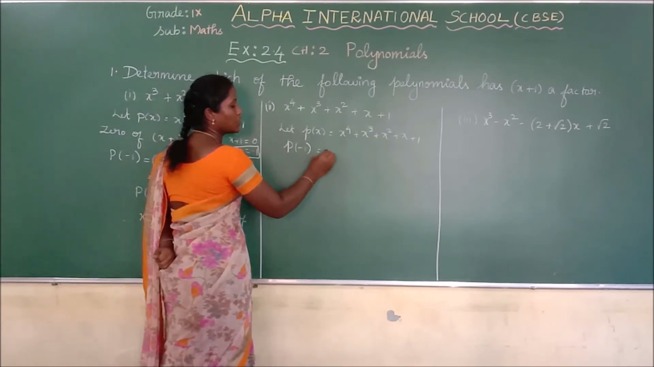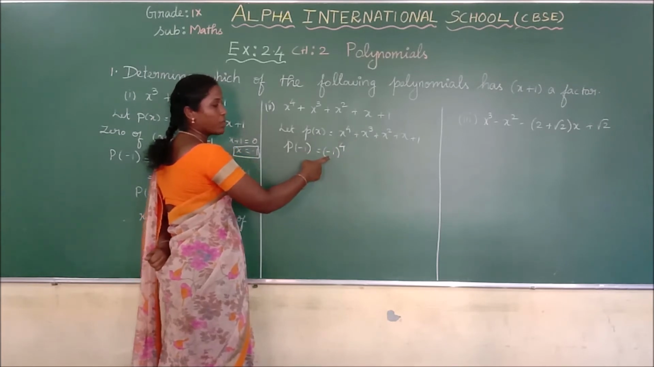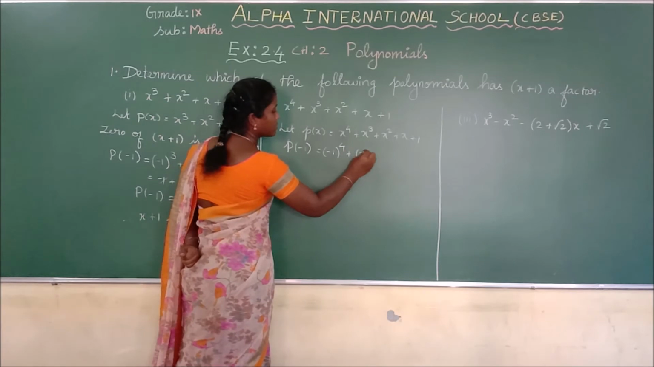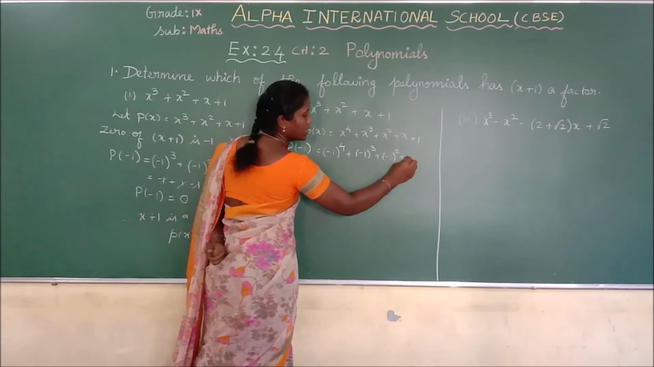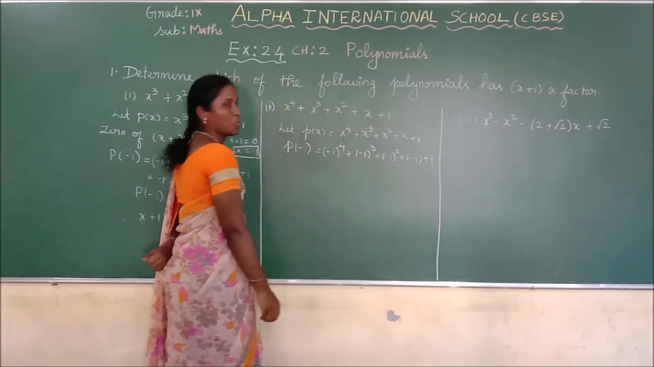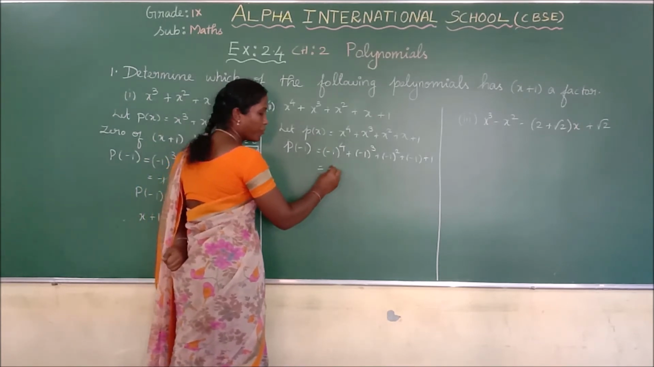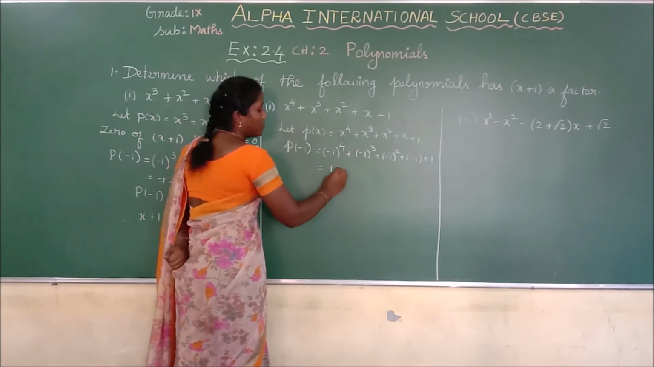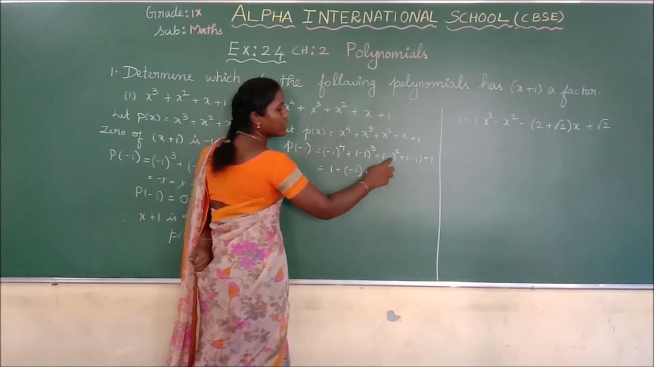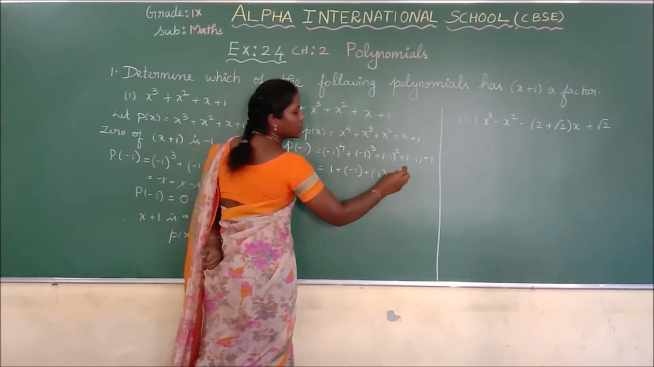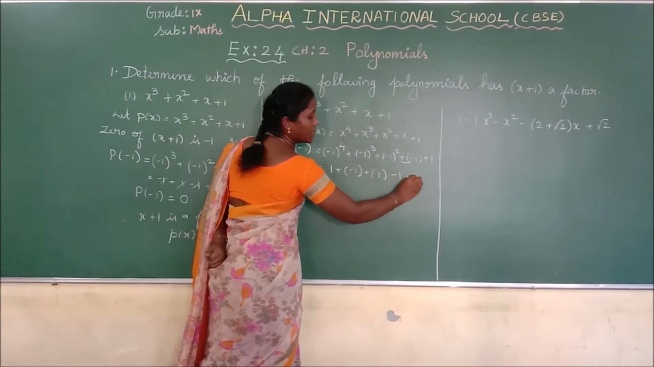So P of minus 1 is equal to minus 1 the whole power 4, because the power is 4, x should be replaced by minus 1. So minus 1 whole power 4 plus minus 1 the whole cube, the next term minus 1 the whole square, plus minus 1, and last the constant term 1. Now find the value. Here it is even power, so minus 1 the whole power 4 is 1, plus minus 1 the whole cube is minus 1, plus minus 1 whole square is plus 1, plus into minus, here you have to multiply, is minus 1, last constant term plus 1.